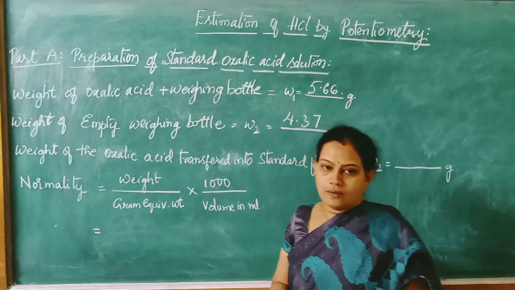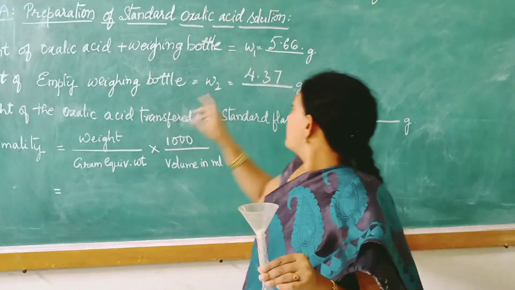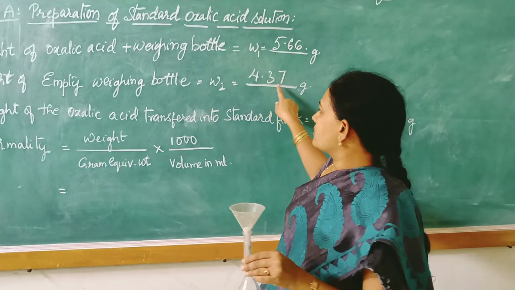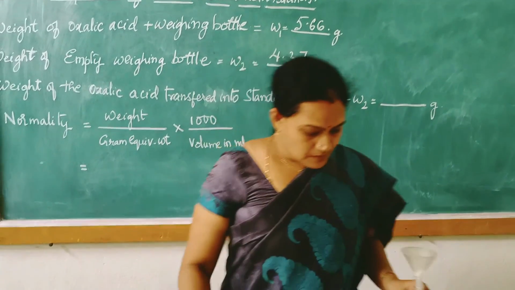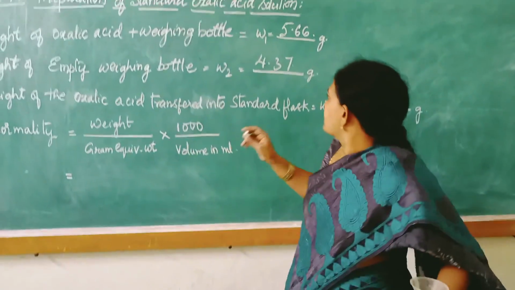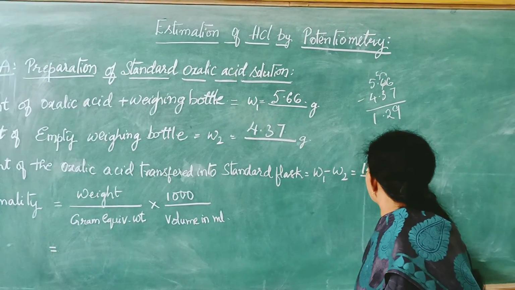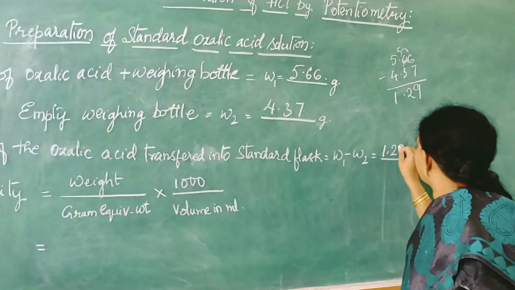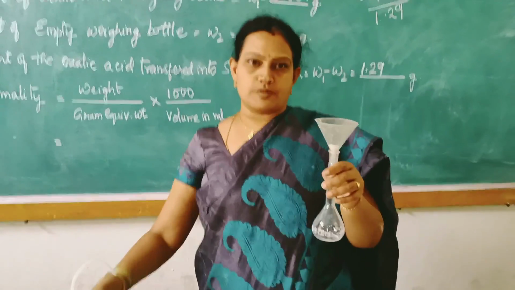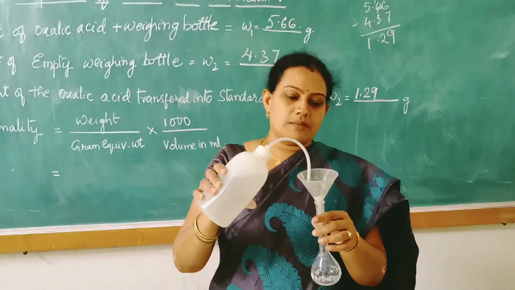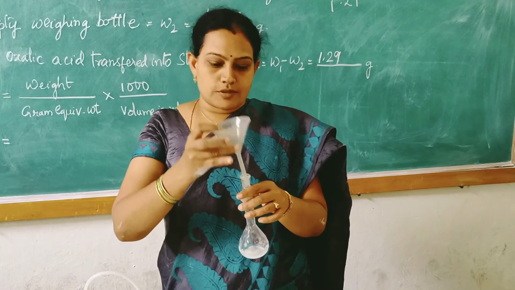Now what I have over here is the difference between 5.66 and 4.37 grams, that is W1 minus W2. So let me do the difference. This is 1.29 grams which is transferred into the standard flask. Now let's see how to prepare the standard solution. This is 1.29 grams which has gone into the standard flask. Now I am preparing the standard solution of oxalic acid.